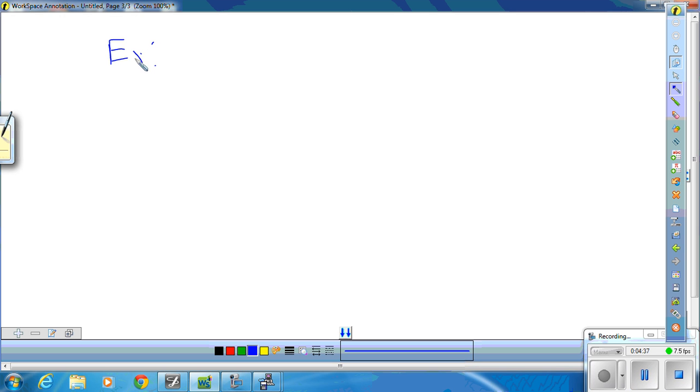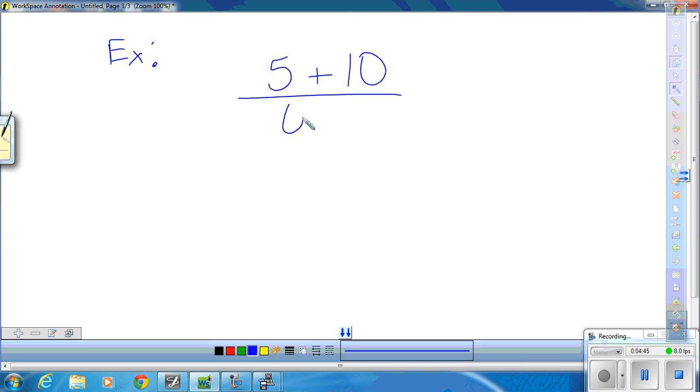let's take a fairly straightforward example. If we have 5 plus 10 divided by 6 minus 3, and I wanted to figure out what this was.